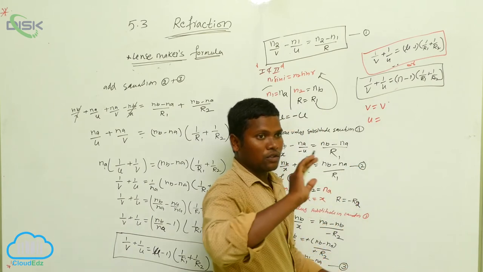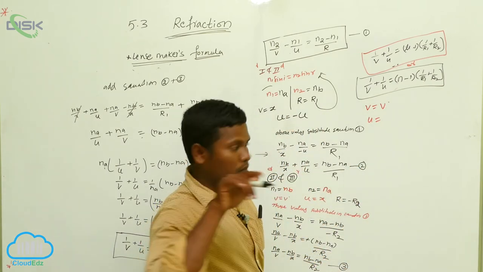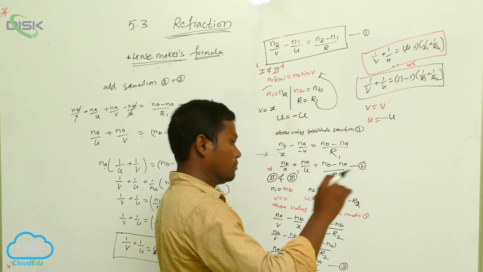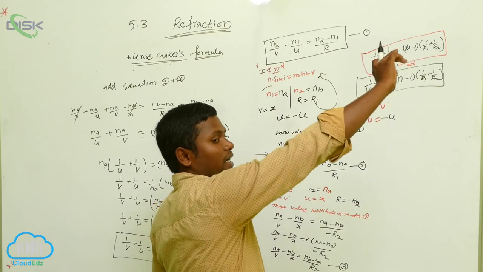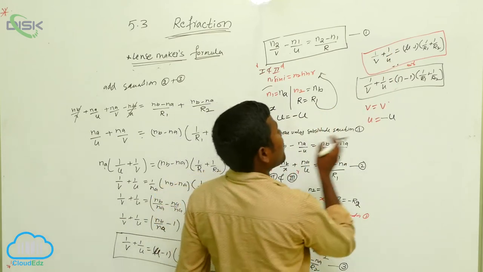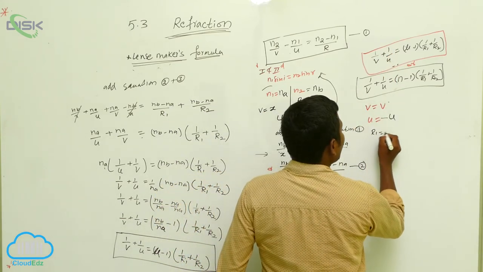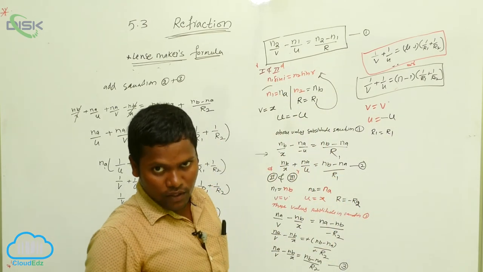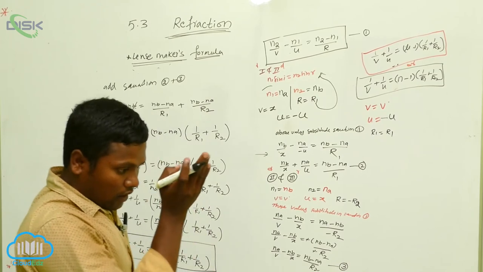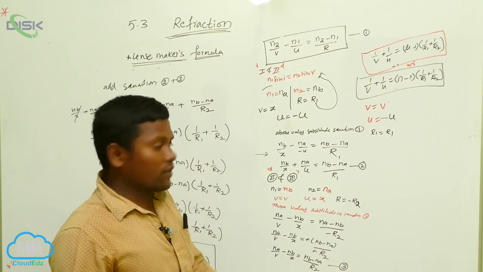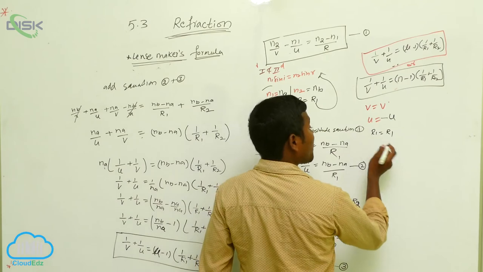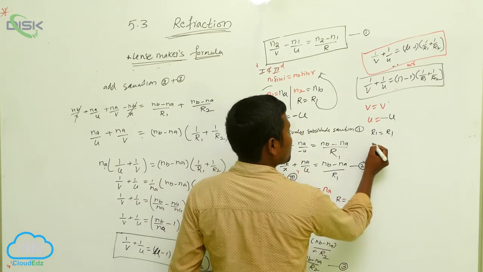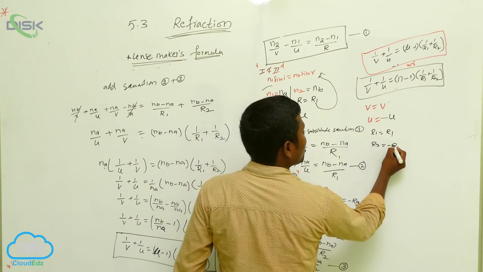Why? Because you have to measure the distance from the pole point. Because you are going like this, you are coming like this, your ray is going like that. Due to that, you have to take the negative sign. Next, R1 is equal to R1 only. Why? Because that is the convex lens. For a convex lens, the curvature you have to take as it is. For concave, you have to take minus; convex as it is. So this is the first one. Next, R2 is equal to minus R2.